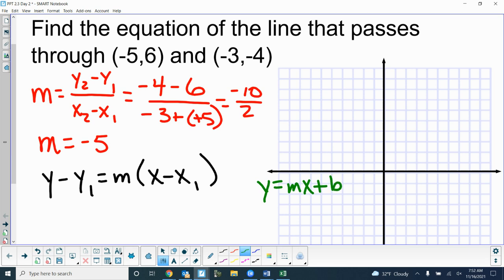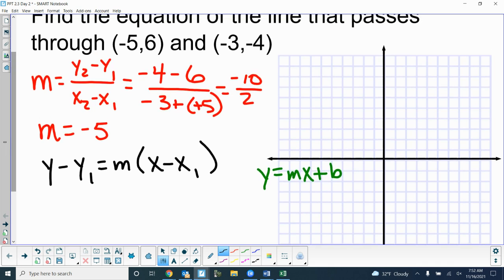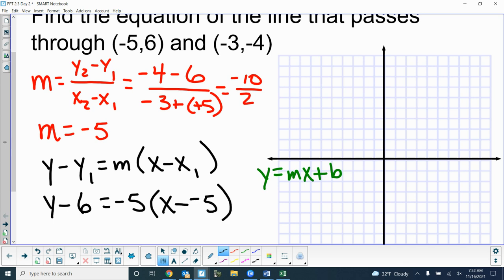If I do the point slope form, I pick one of the 2 points, doesn't matter, and your slope is negative 5. We just figured that out. So I'll just use the first point. So my y1 value is 6. Slope we figured out to be negative 5. And then x minus the x value. So again, I got minus a negative there, so I'm going to make it plus.